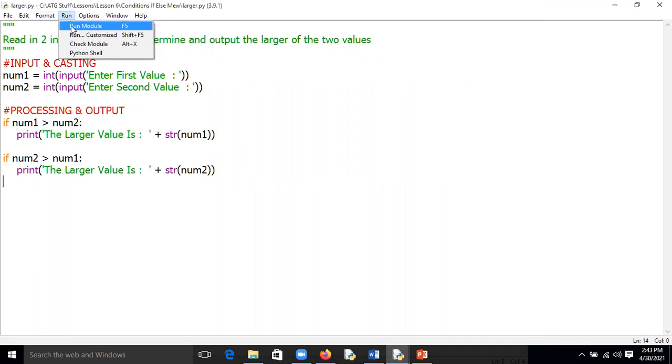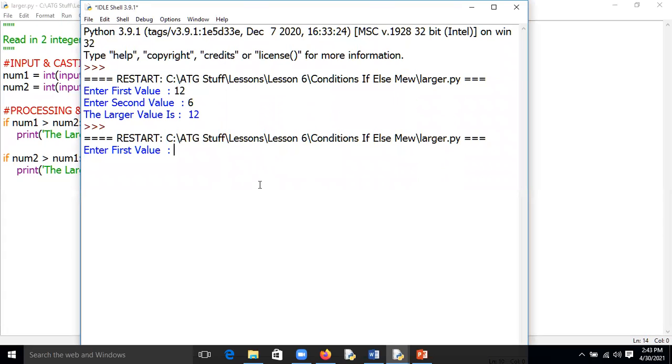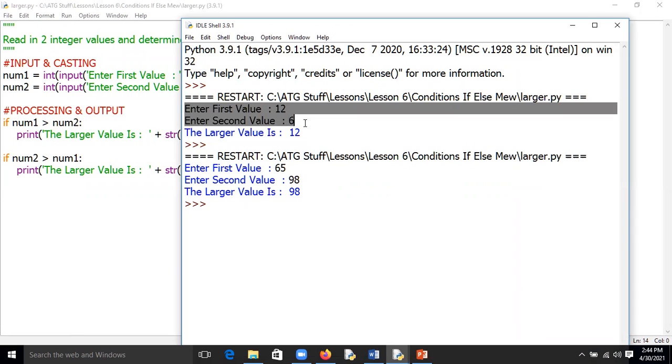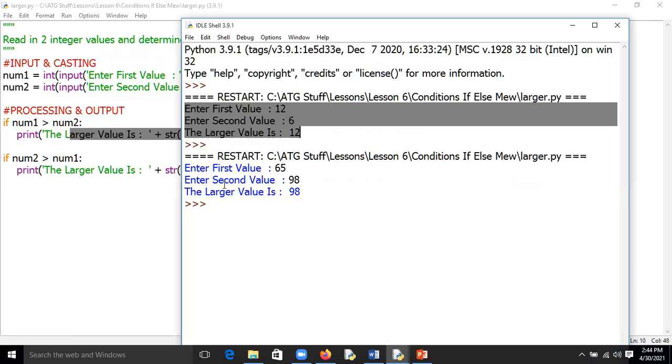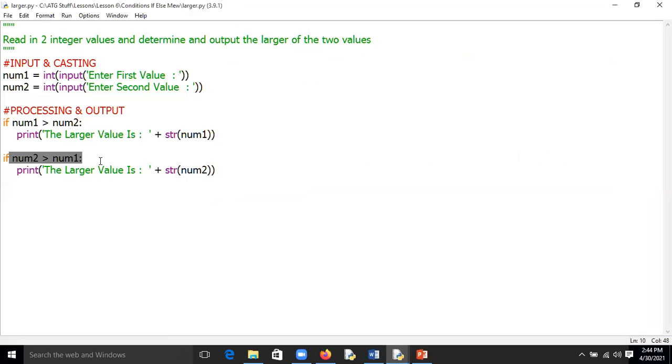And if I go and run it one more time, and if I enter 65, my first value, and 98, it should output 98. So if you look at this, guys, for this example, this statement was true and it displayed num1. In the second one, this statement was true, so it displayed num2. Now, I told you that we have two print statements, but we can actually just use one print statement, guys.